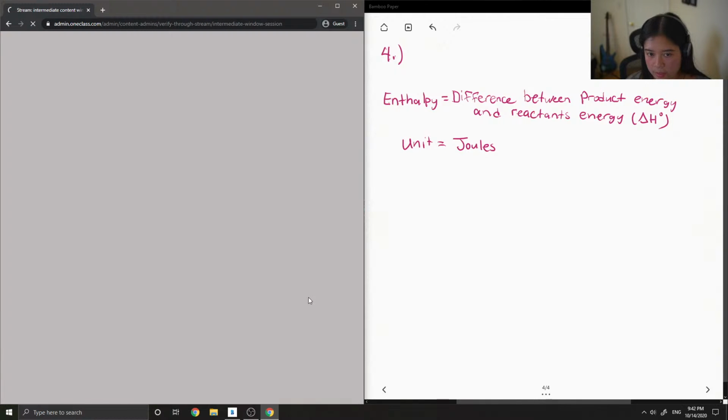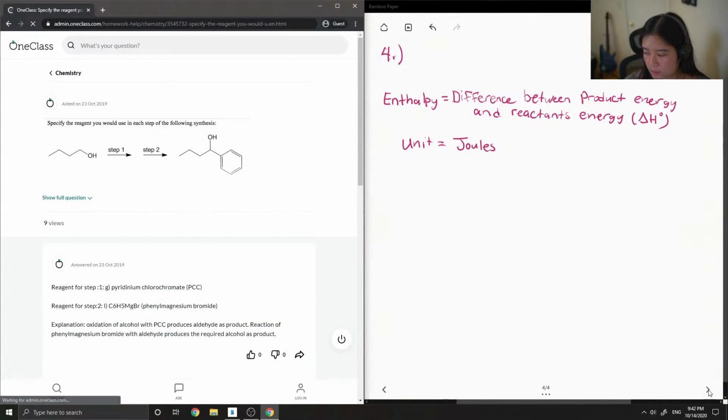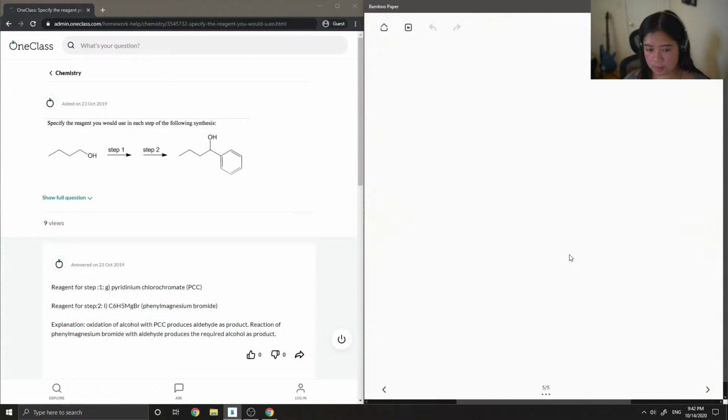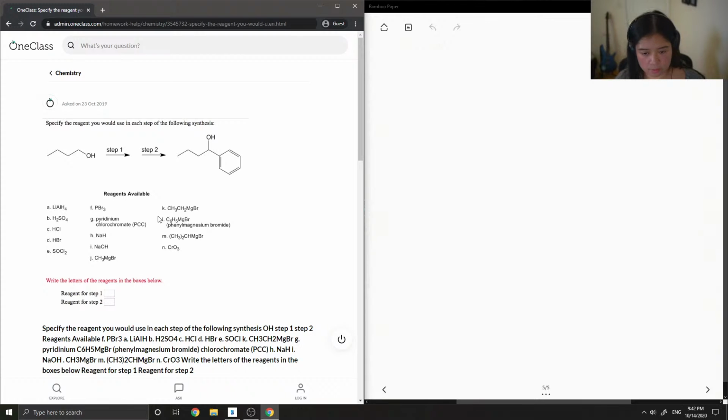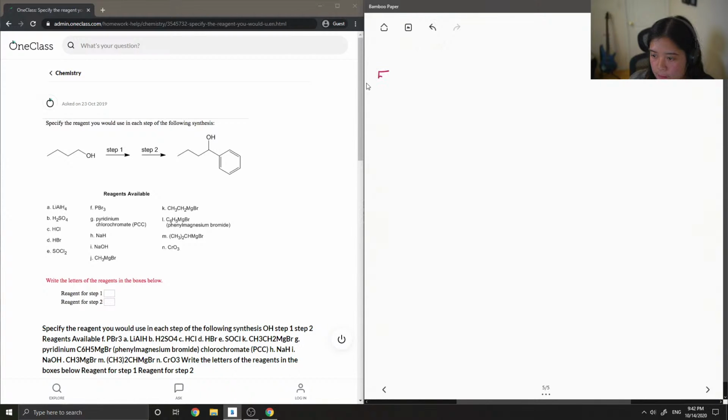Okay, so on to question number 5. These are one of the fun ones. Question number 5: specify the reagent you would use in each step of the following synthesis.